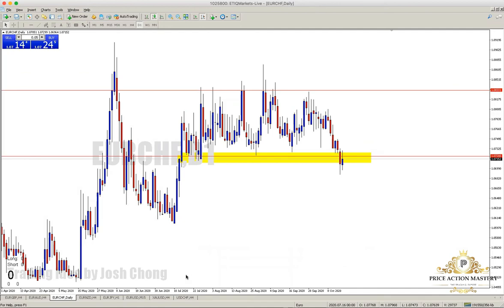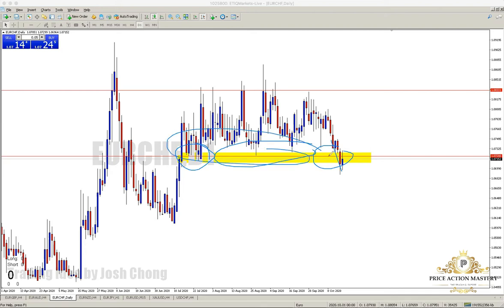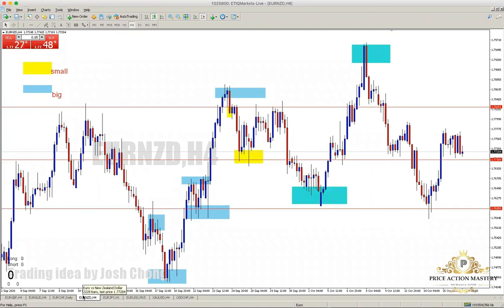Very clear that this was our very strong support. Previously very strong, as you can see. Now the market has broken it already, which means all the buyers have been killed. So we can see a downside exposure now, because they have been battling for some time. Now it broke down, which means the sellers have won.